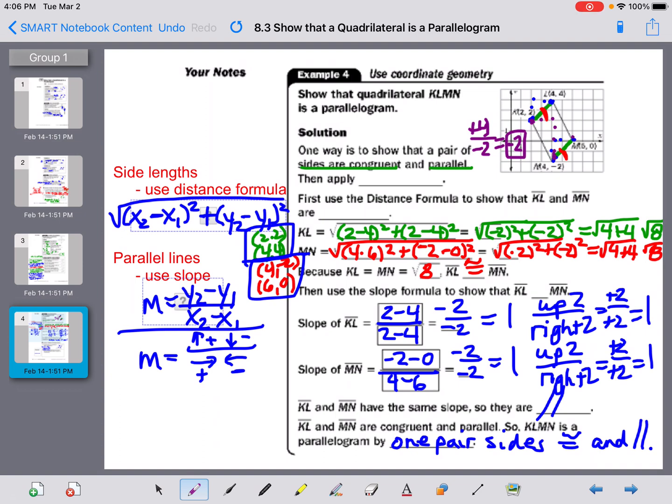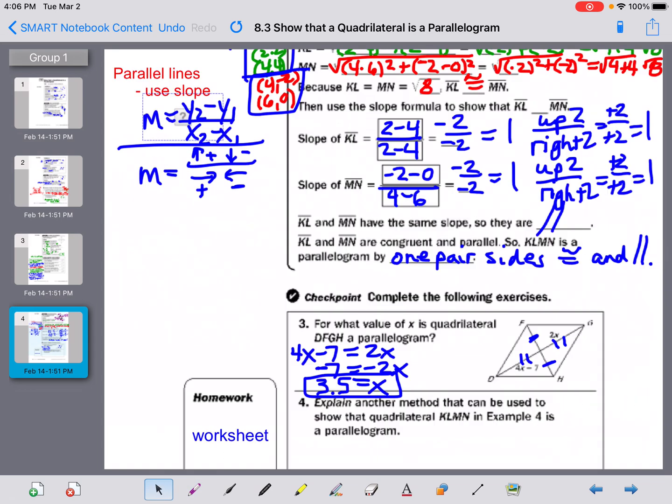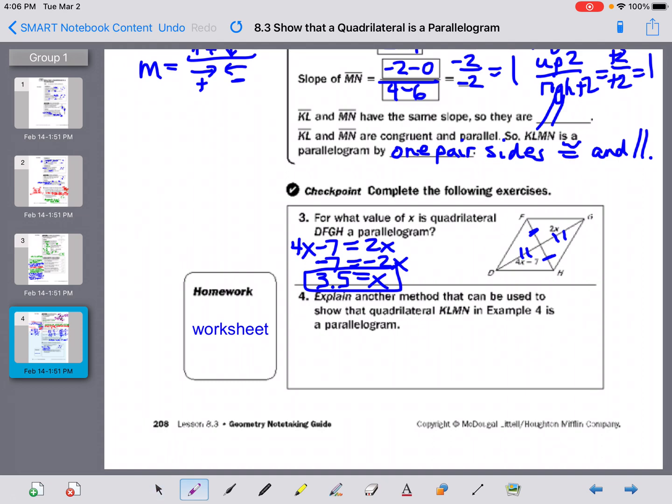Let me try it over here on M to L. I count up 1, 2, 3, 4. That's a positive 4 when I count up, but I went left 2. So that's a slope of negative 2. If I have a slope of 1 on this one and a slope of 1 on this one, they're parallel. And if I have a slope of negative 2 on this one and a slope of negative 2 on this one, they're parallel.